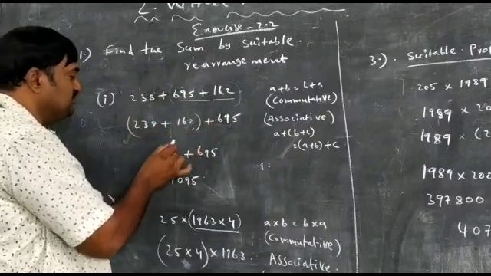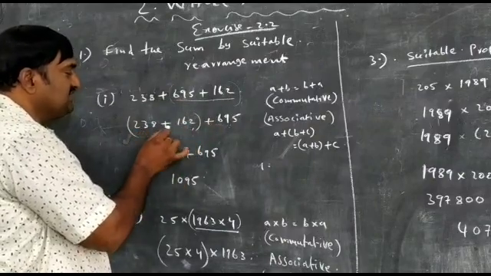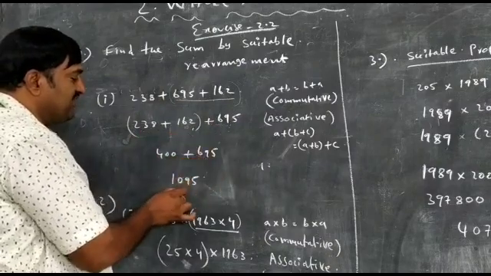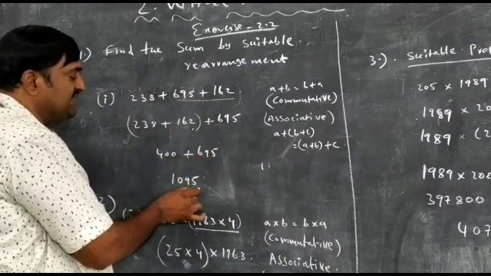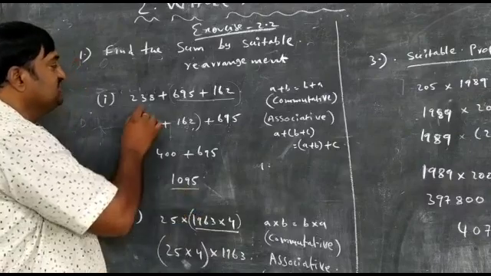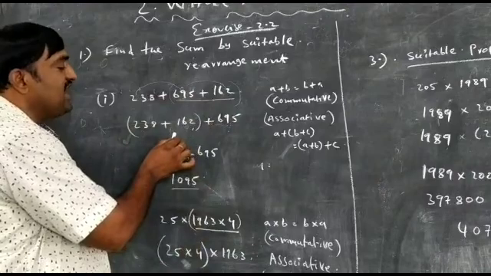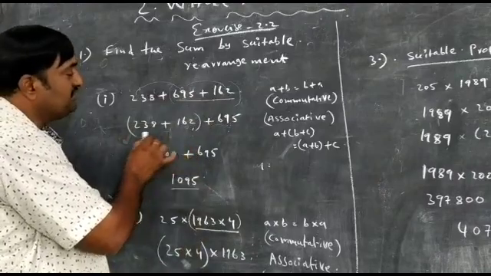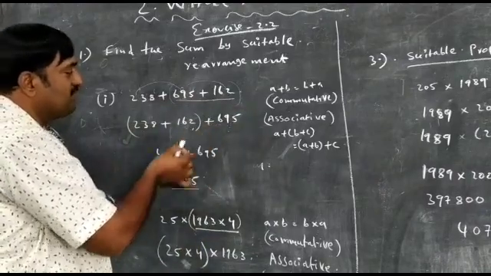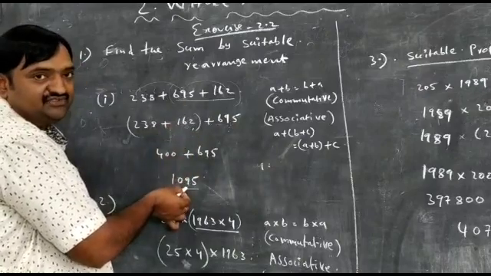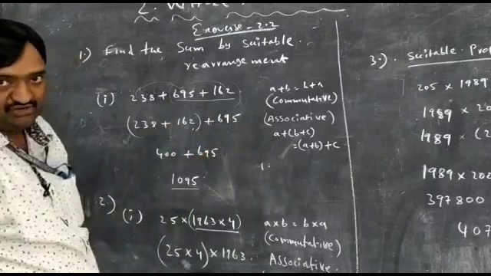238 plus 162 is 400. 400 plus 695, answer 1095. Generally, adding like this is very difficult. When we arrange in a suitable way, using some properties and arrangements, addition is very easy. Like this way, you will solve. Second question, you try to do it.